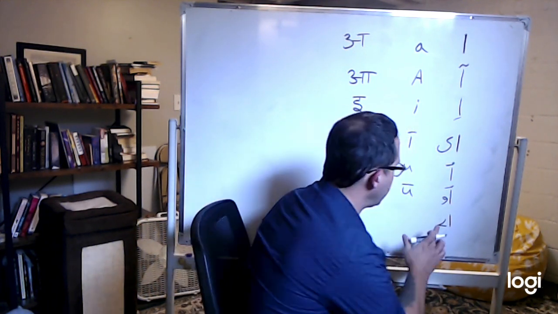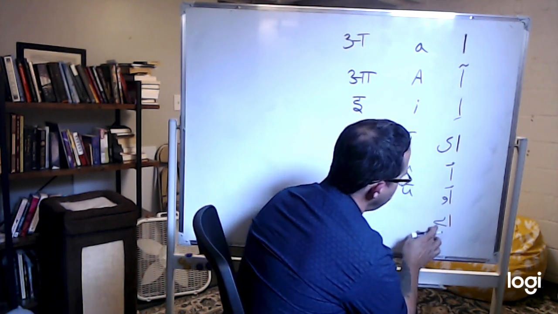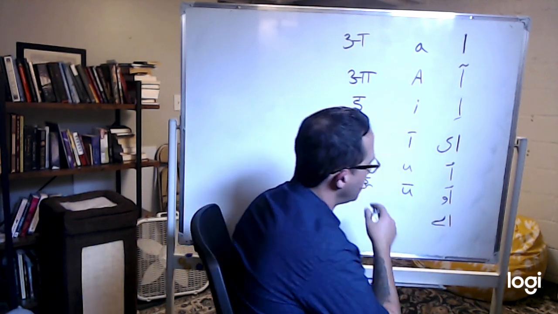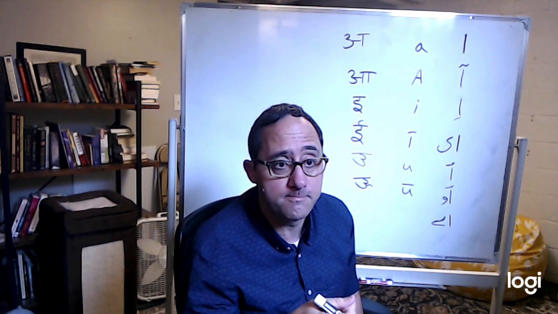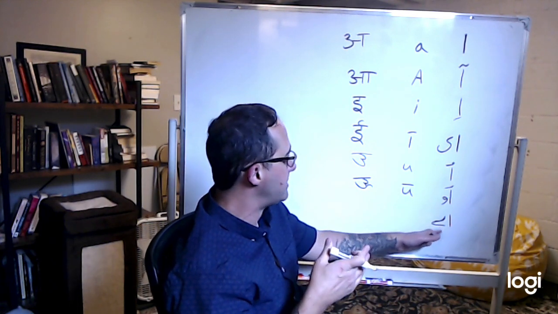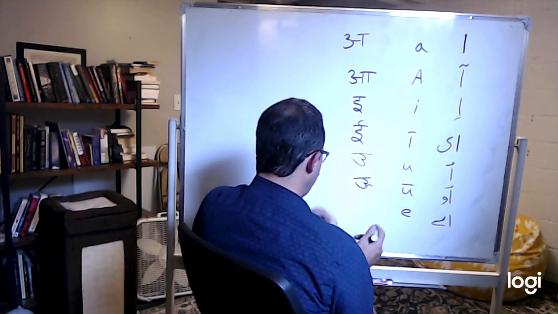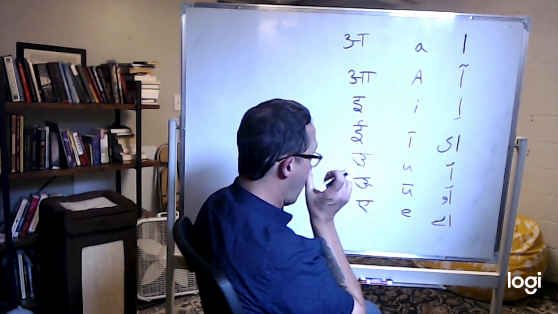And let's make this a little better. Looks like this. Okay, that's going to be A. We're going to use this E. And in Hindi, it would be this mark here.